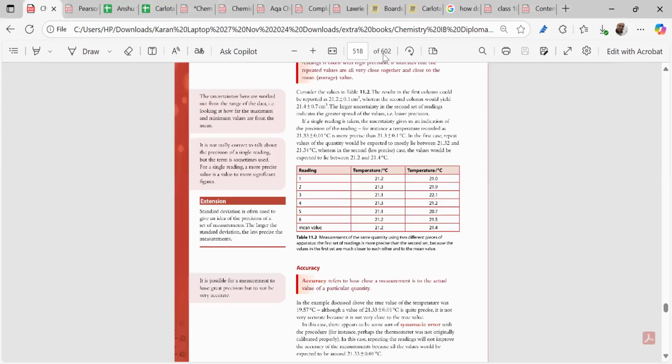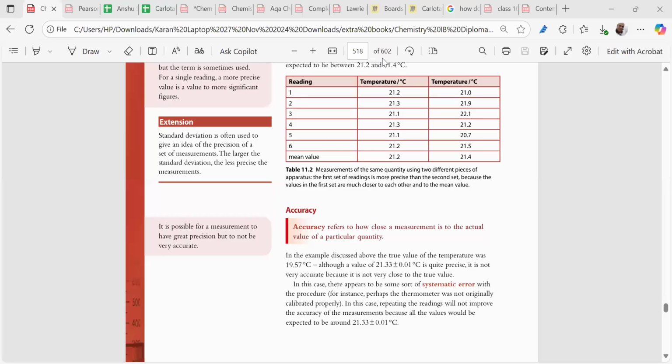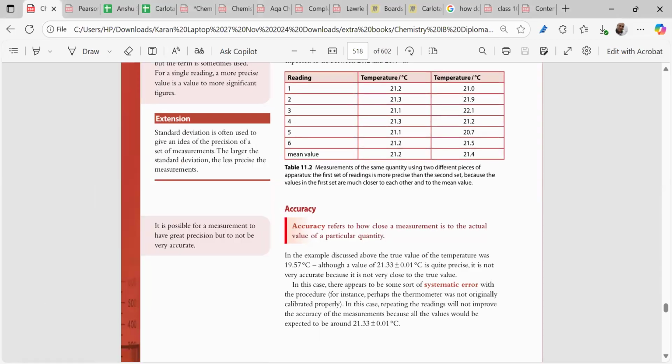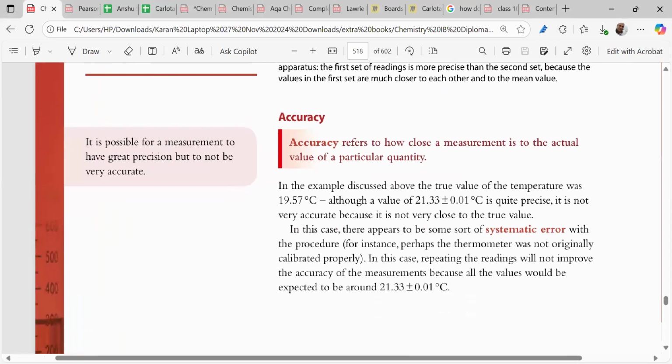Whenever we are talking about precision, we can very well get the idea of the precision by the standard deviation. Larger the standard deviation, less precise the measurement. Now we're going to the part of accuracy. What do you mean by accuracy? This is also very important.